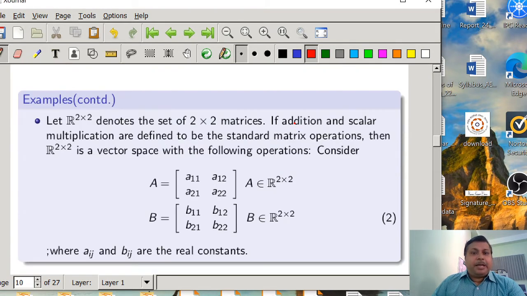Then another very good example of a vector space is this: let R 2 by 2 denote the set of 2 by 2 matrices. Whenever I say R 2 by 2, it means all the 2 by 2 matrices whose elements are chosen from the real field. If addition and scalar multiplication are defined to be the standard matrix operations, then R 2 by 2 is a vector space.